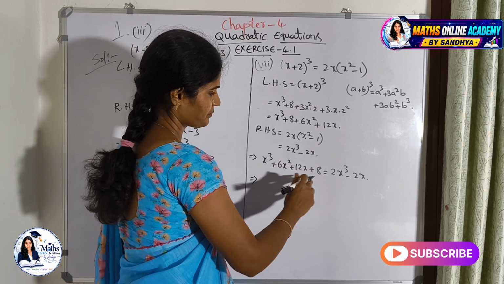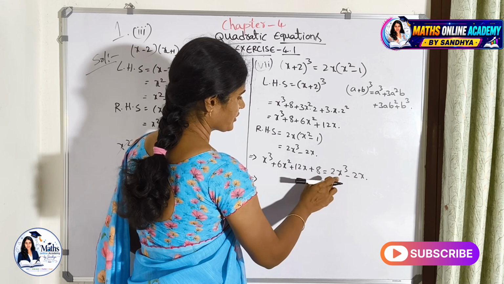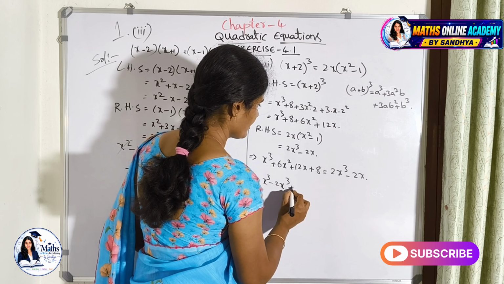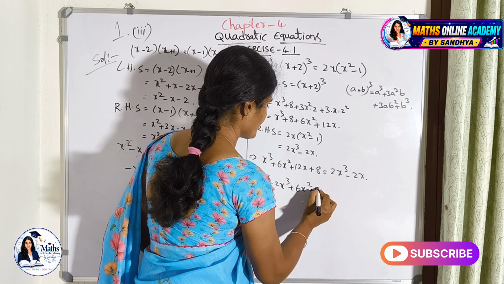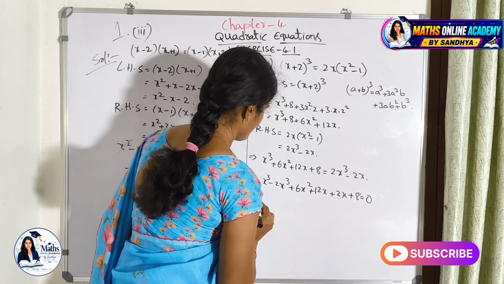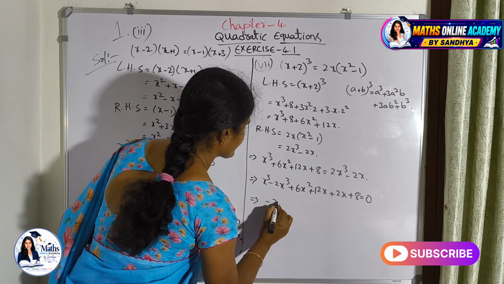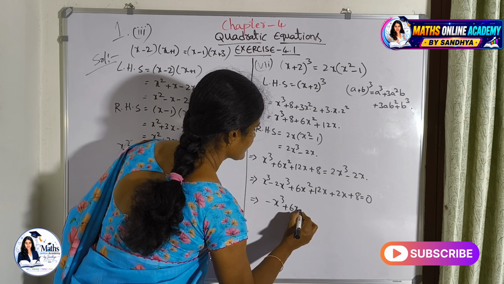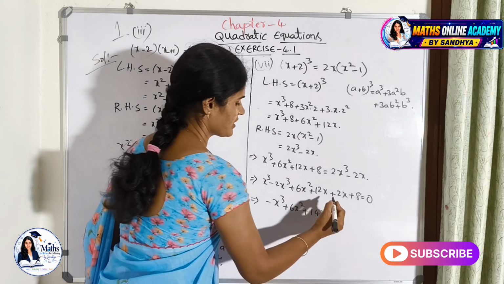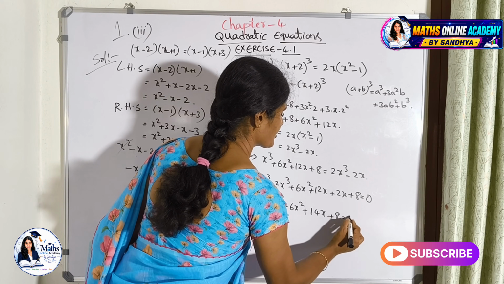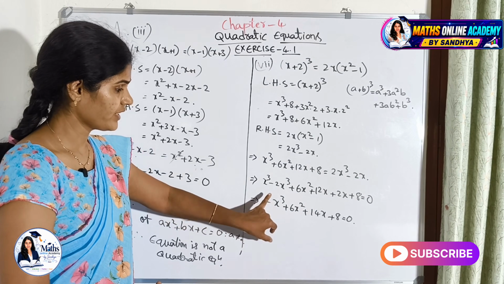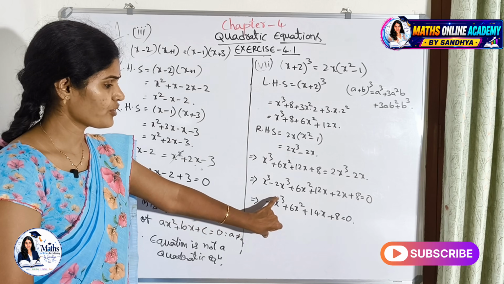So finally you take 2x cube this side: x cube minus 2x cube plus 6x square plus 12x plus 2x plus 8 equal to 0. So that implies finally minus x cube plus 6x square plus 14x. Why 14x? 12x plus 2x, 14x, na? Plus 8 equal to 0. This is not in the form of ax square plus bx plus c. And here we have x cube, degree of polynomial 3.